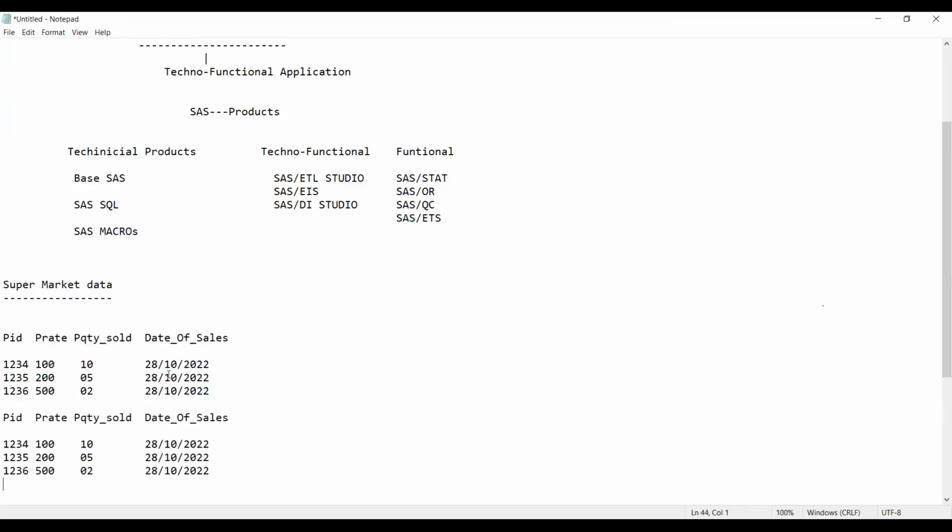Now guys, I have one more day's data. Here I have the 29th data also. Now guys, here are some changes in the quantities. Instead of the earlier quantities, I have 10 here, 10, 10, and 2. That's it. This is the data you have.